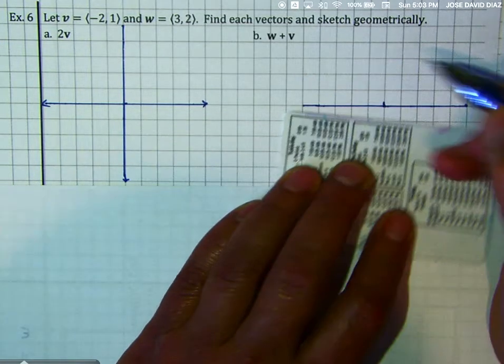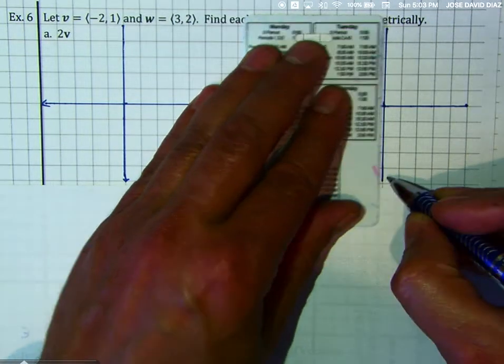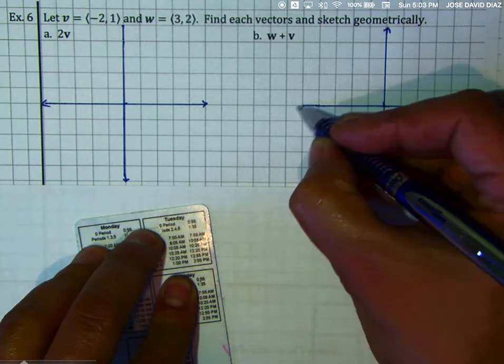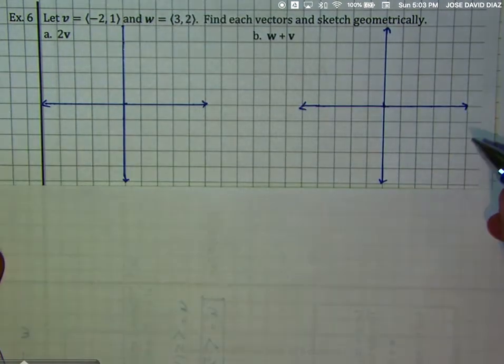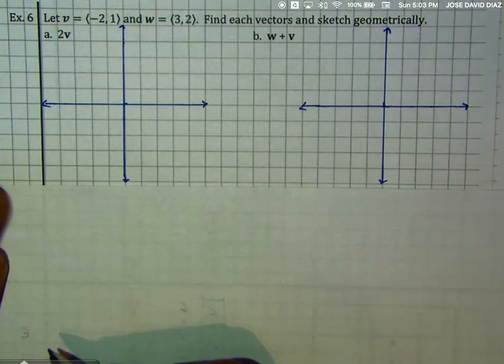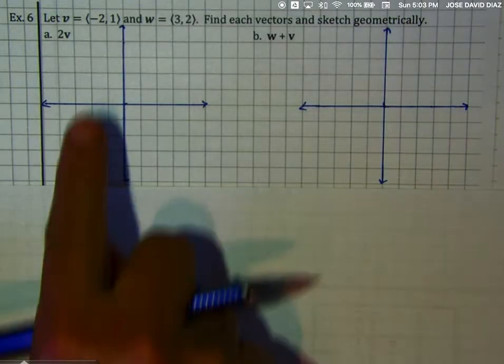And on this problem, you do want to make sure that you sketch it, because doing the algebraic aspect of it is very easy. But you want to be able to understand, as we go into word problems for the next sections, what's happening when you multiply or when you add two vectors. Are you ready? So let's start with the first one.